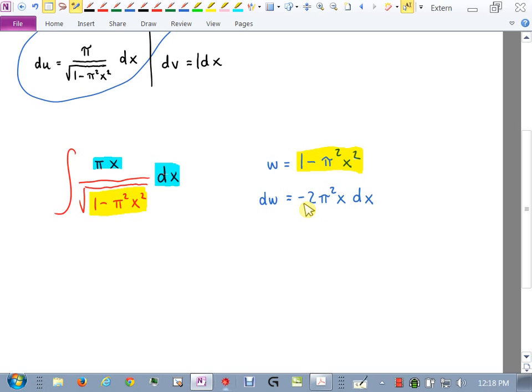I'm going to take the negative 2 out of here. I'm going to take one of the pi's out of here. How do I do that? Divide both sides by negative 2 and pi. So I will have 1 over negative 2 pi dw equals, when I divided this side over here by negative 2 pi, it left me with exactly pi x dx. That's the exact match I'm wanting. So my pi x dx will be replaced with the 1 over negative 2 pi dw.